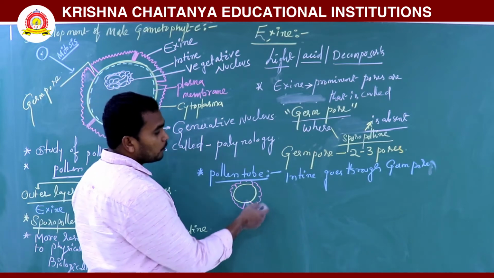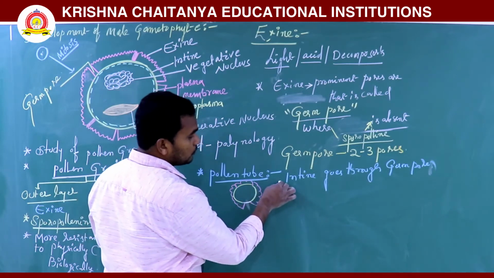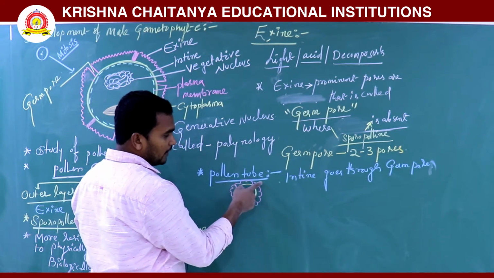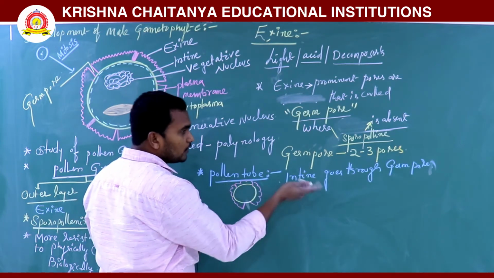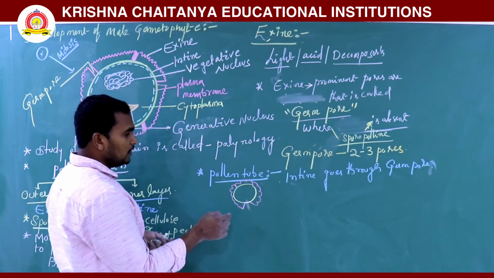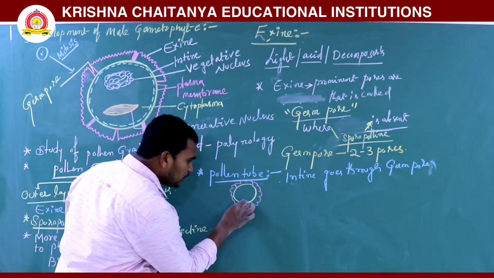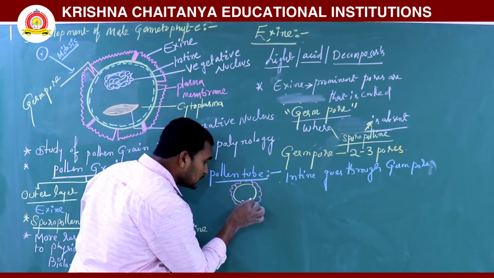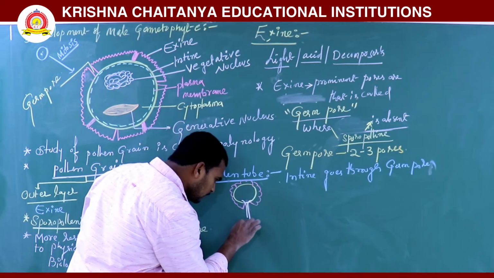Okay, intine, pollen tube goes through intine, sorry. Here, where is the pollen tube present? The intine goes through the germ pore. Okay, this is the pollen tube. The pollen tube goes first to the inside. So which one is it? The intine grows outside through the germ pore.